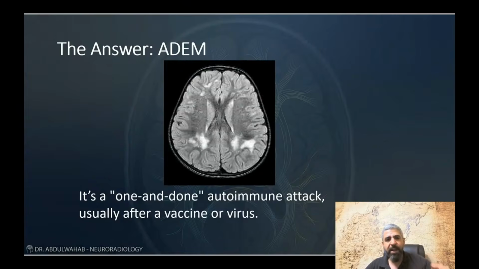This is a one-and-done autoimmune attack. It looks scary, but unlike MS, it usually doesn't come back. Once you have it, you recover, and then it does not come back again. The patient has it, is treated, recovers, and is not at risk of recurrence.